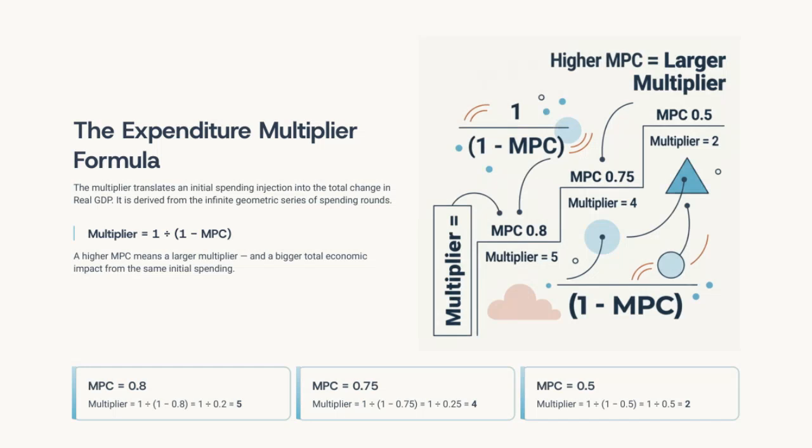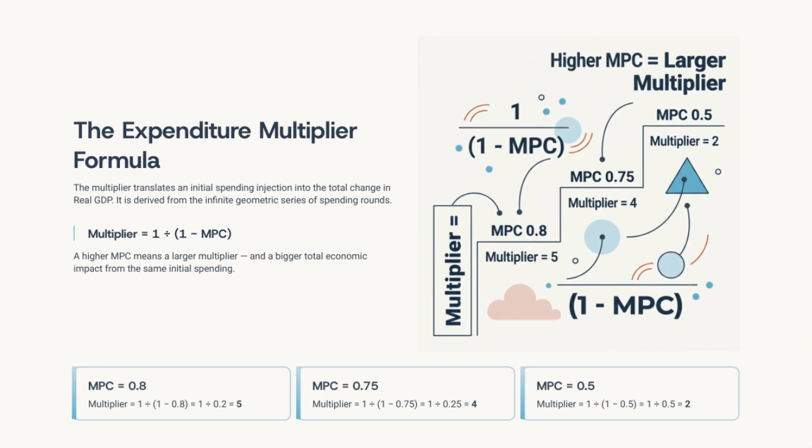Let's look at how the multiplier works with different MPC values. When the MPC is 0.5, the multiplier is calculated as 1 divided by 1 minus 0.5, which equals 1 divided by 0.5, giving us a multiplier of 2.